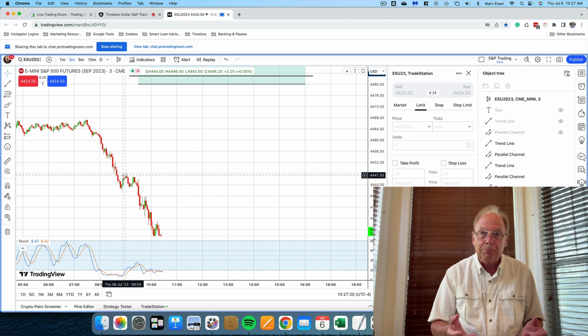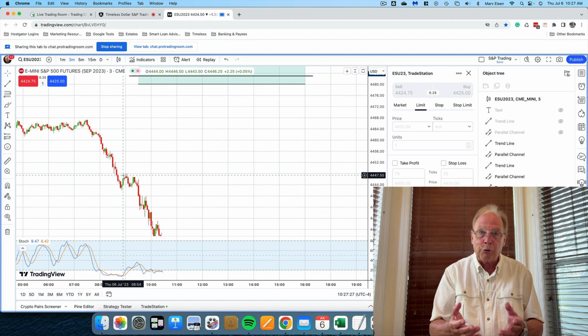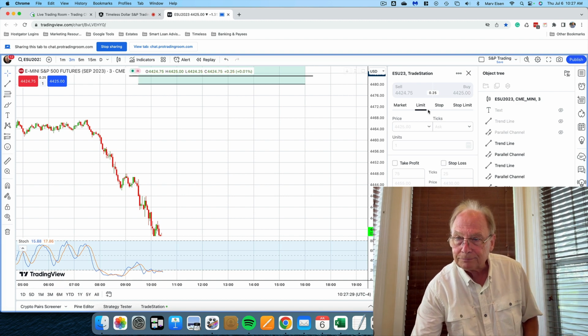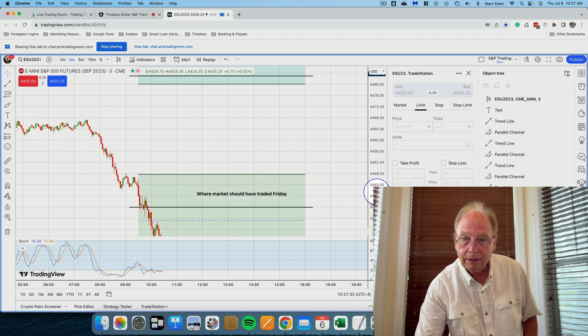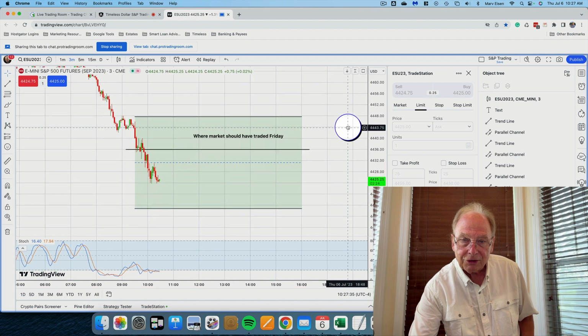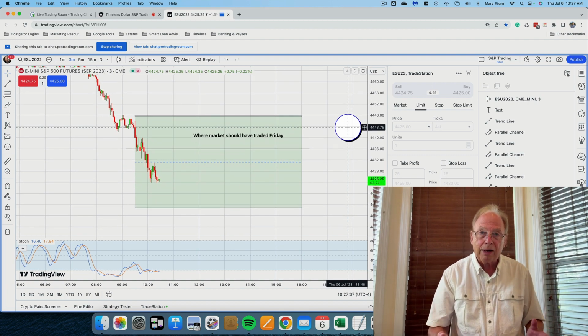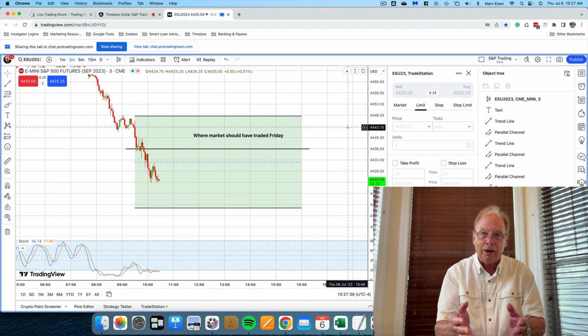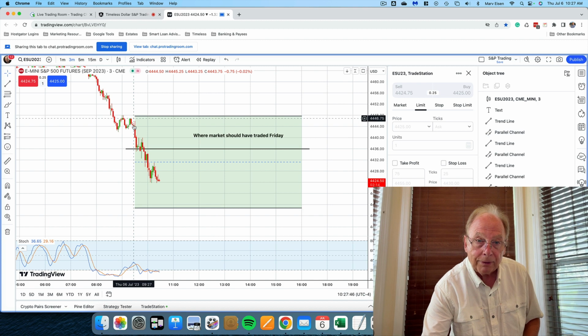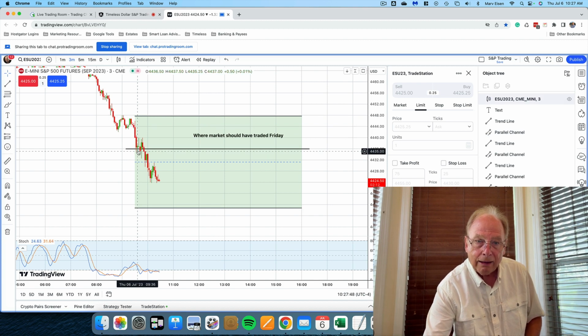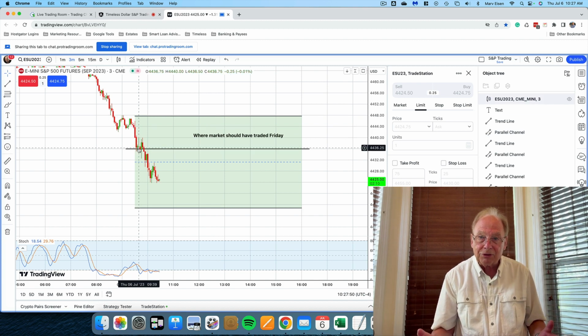So what I did was I put the trading zone and the previous day's close, in other words, the Friday numbers, I transposed to today. And here they are. Okay? This is where the market should have traded on Friday. This is an exact replica of my trading zone for Friday with the resistance, support, and the previous day's close. And the market opened up here, went down to close the gap at the previous day's close.